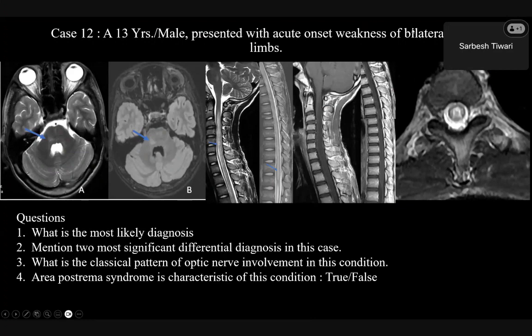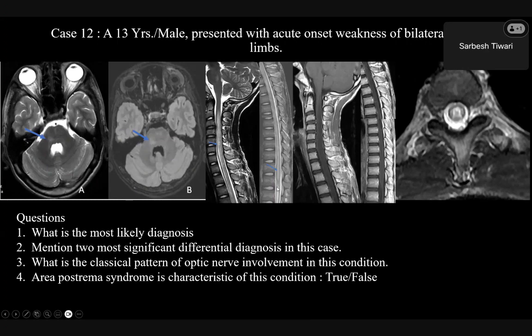What is the involvement pattern of optic nerve in case of MOGAD? Can anyone tell me what is the pattern of involvement of optic nerve in a patient with MOGAD? It is an anterior involvement. Bilateral symmetric anterior involvement is more commonly involved. Very good, disc edema. Excellent, Geeta. Disc involvement, disc edema, or papilledema being evident on the MR is a feature of MOGAD.